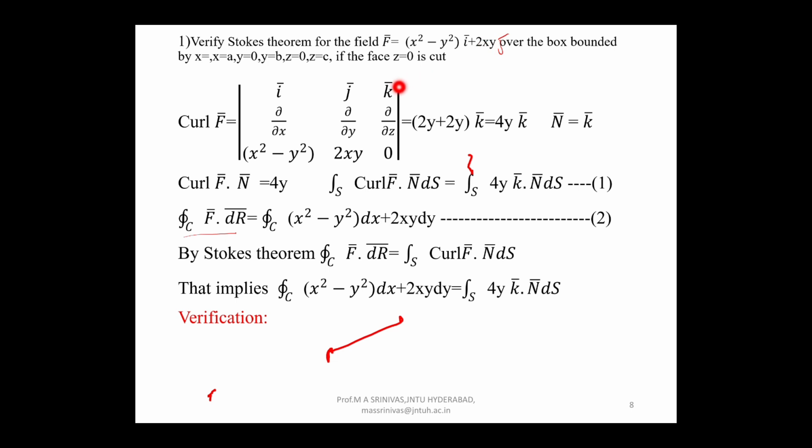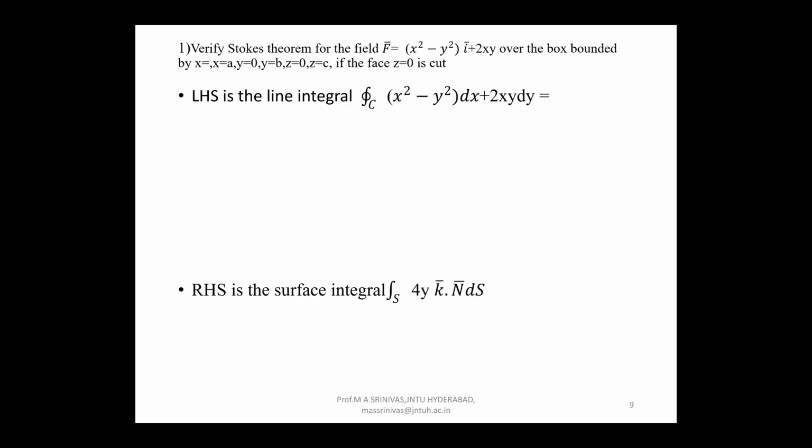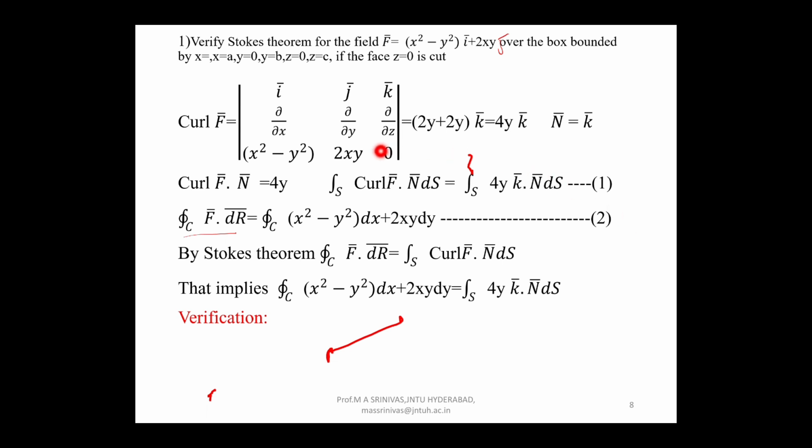So the k bar term is not there, therefore it's 0. So find the curl f bar for it. I bar times this derivative is 0 and this derivative is also 0. So I bar quotient is 0. J bar quotient is derivative of this is 0, and similarly derivative of x square minus y square with respect to z is also 0, and k bar times derivative of this with respect to x is 2y, and minus of minus will be plus 2y k bar. So 4y k bar is the curl f bar.